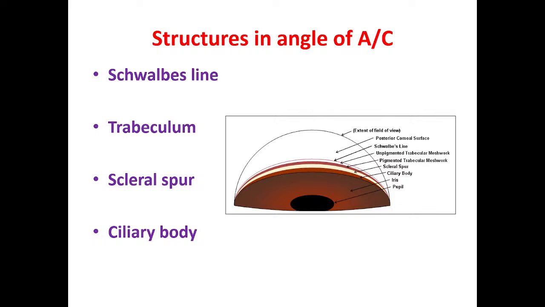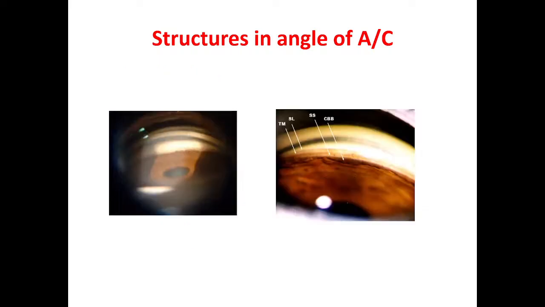So if on gonioscopy all 4 structures are visible, it means it is a wide open angle. So it is an open angle glaucoma, or the patient has an open angle. Now, we grade this angle based on the number of structures seen. There may be cases where no structure is visible. So it is a very narrow angle, and the patient may have an angle closure attack of glaucoma. So we have to see all the structures.